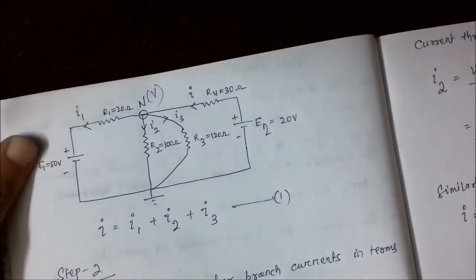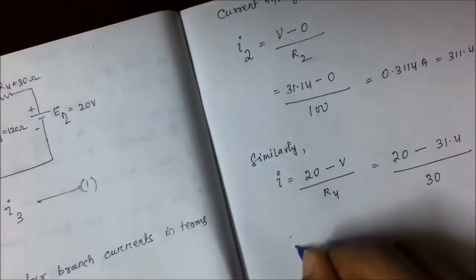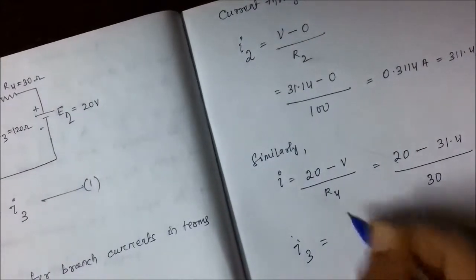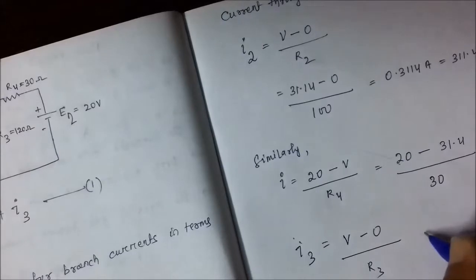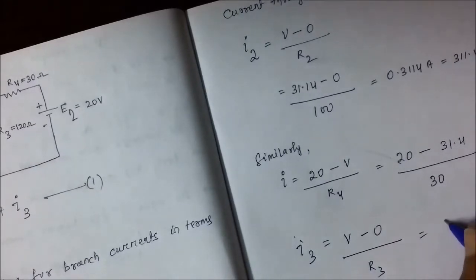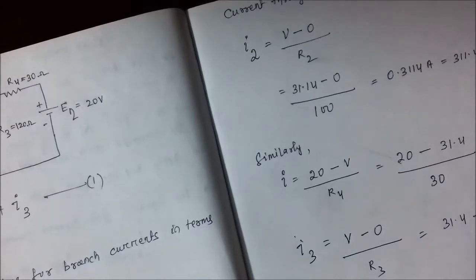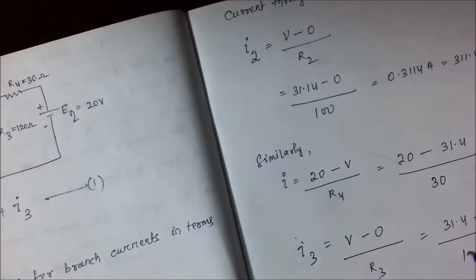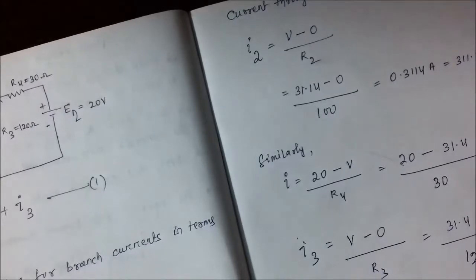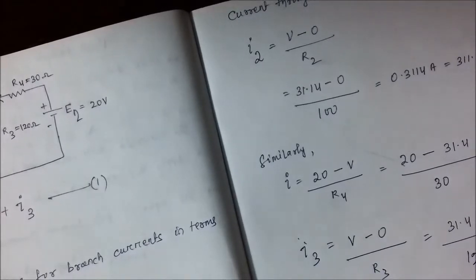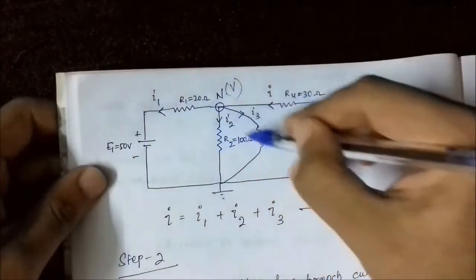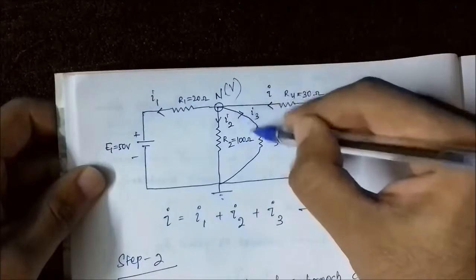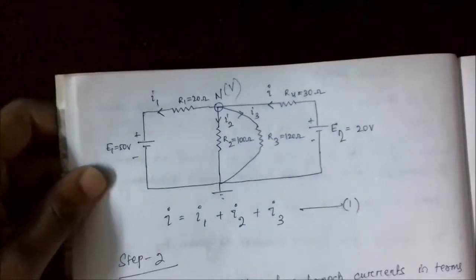Similarly, we are going to find out I3. I3 is equal to V minus 0 by R3, which is equal to 31.14 minus 0 by 120. So 31.14 by 120, whatever value it comes. Here the value is positive, so the actual direction is the same as the assumed direction. There is no reversal of the direction.